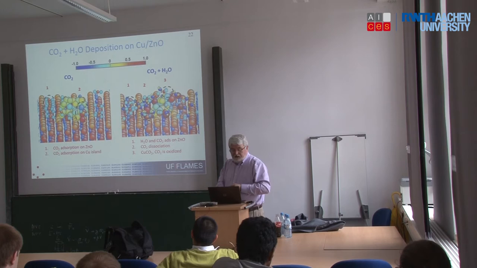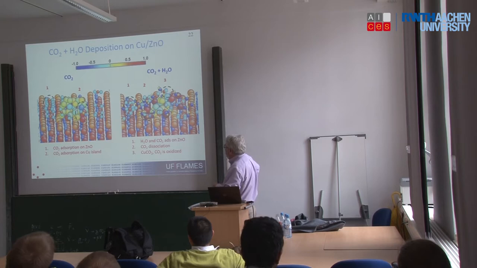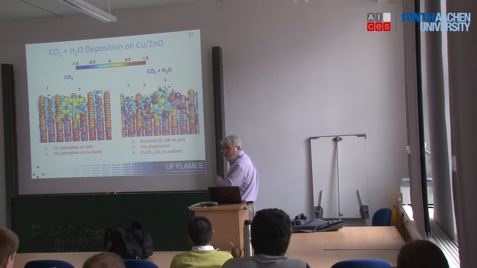Here's another example. This is carbon dioxide and H2O deposition on zinc oxide. So we get CO2 absorption. Oh, so this is copper with zinc oxide. So there's a copper cluster here. So the CO2 absorption on the zinc oxide, the CO2 absorption on the copper ion. We get water that's also absorbed on the zinc oxide. We get CO2 association. We get the formation of copper carbonate with the oxygen, with the CO2 being oxidized. So you can see there's a lot of complex chemistry going on here.